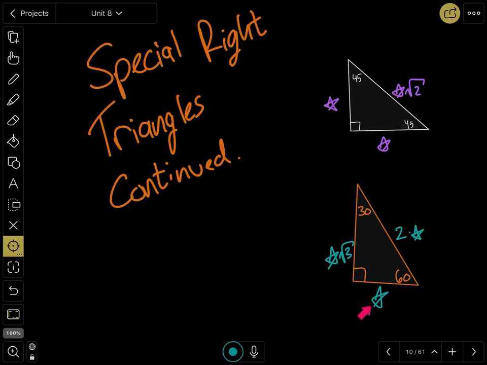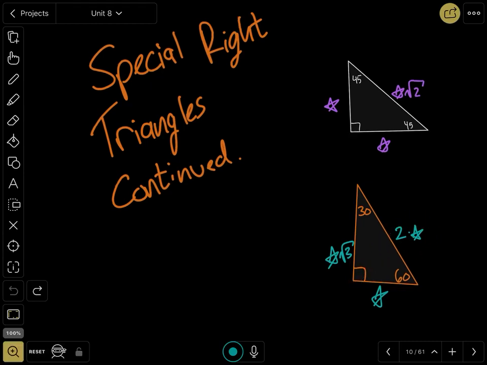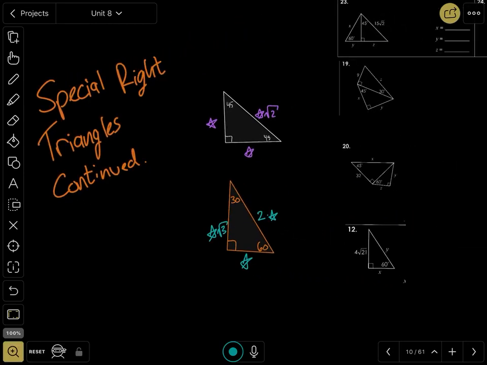We have our star value, our 60-degree angle, the side across from this, opposite of this, is going to be that star value times the square root of 3. It's just going to look just like this. And then our hypotenuse across from the 90-degree angle is going to be 2 times whatever that value is for star.